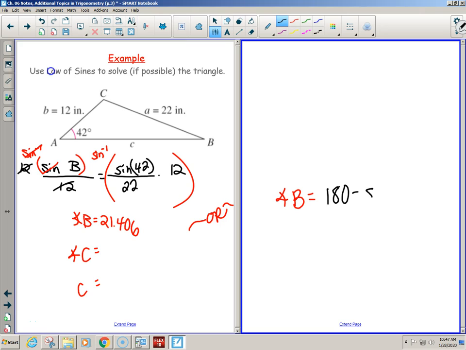180 minus sine inverse of all the stuff we just did, the 12 sine 42, all over 22.